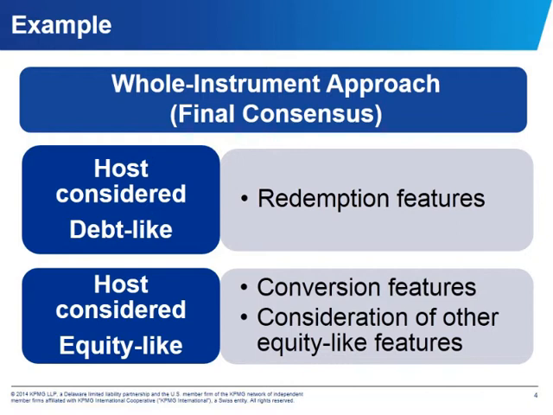The final consensus for the ASU is that the whole instrument approach will be used. So an entity would consider all of the instrument's terms and embedded derivative features when evaluating the nature of the host contract. That's one part of it: we will now all consistently be evaluating the nature of the host contract using one approach, which is the whole instrument approach.